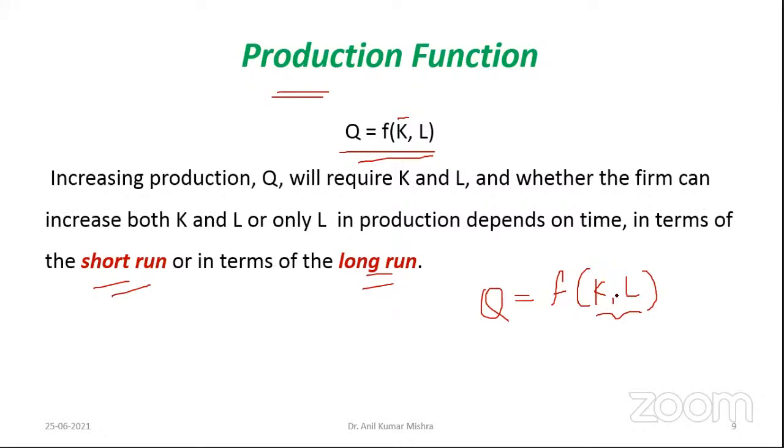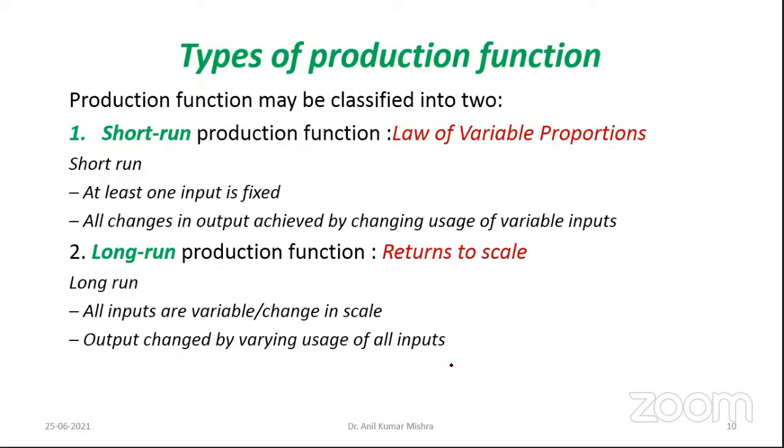Technically, you can say the short run means it takes into account some short time period, and long run means over a long period of time. So there are two types of production. One is called short run production, and the second is called long run production.